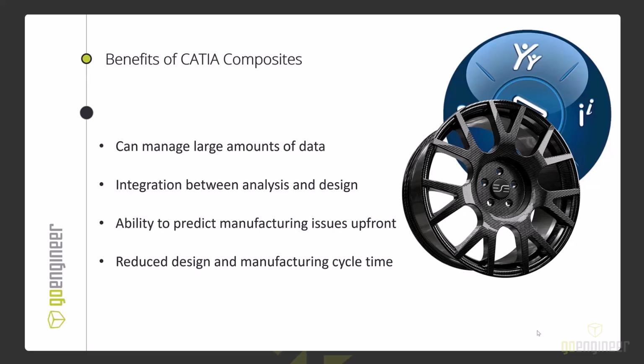Ability to predict manufacturing issues up front. CATIA offers a feature called Producibility for Hand Layup, which simulates the hand layup process and checks for issues that may occur, such as fiber deformation and sufficient roll width. And it is because of the features mentioned above that CATIA helps to reduce the design and manufacturing cycle times typically associated with composite parts.